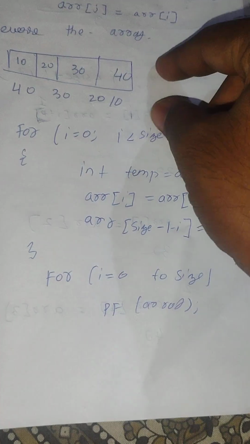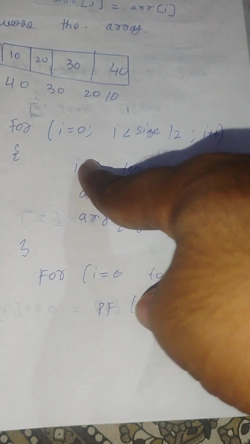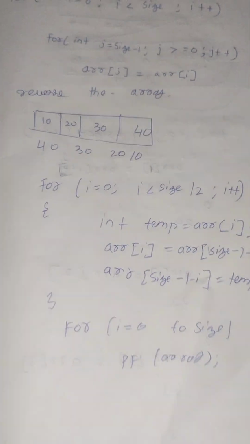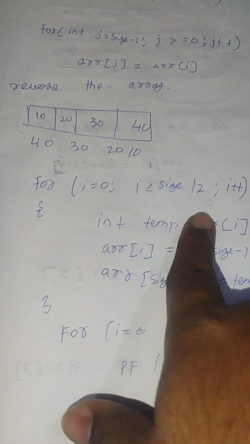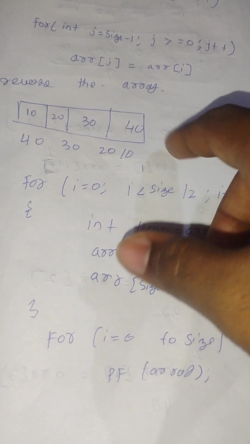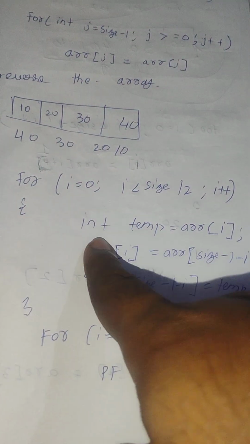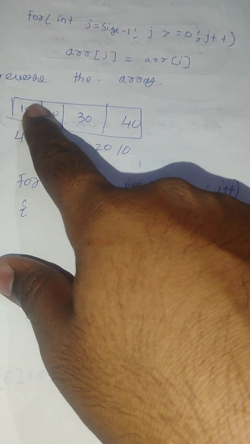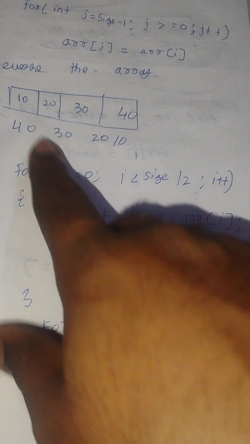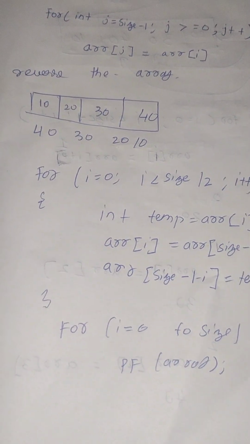How can we swap these values? First I am going to declare i equal to 0, running up to size divided by 2. In the temp variable I am going to store this 10 value. After storing the 10 in temp, next I replace this value with 40 here. Why divided by 2? Because if the size is 4, it needs to run 2 times. For that purpose only I am doing it like this.